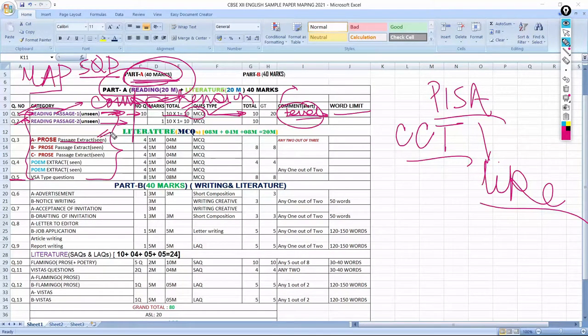Earlier 2 were unseen and this one is the seen passage. And the first one will be naturally from the prose. Prose means your book. Name of the book is Flamingo. Flamingo book, prose part will be there.